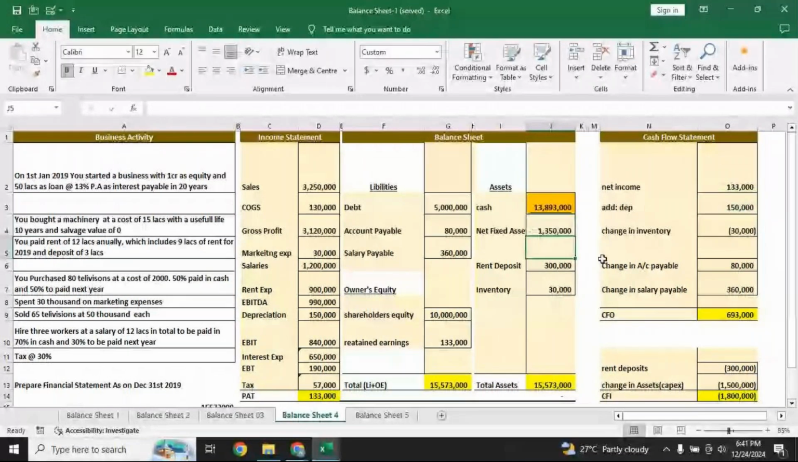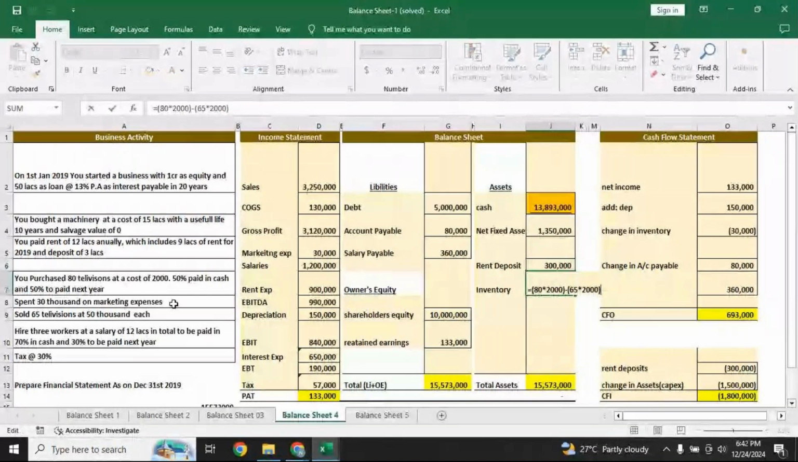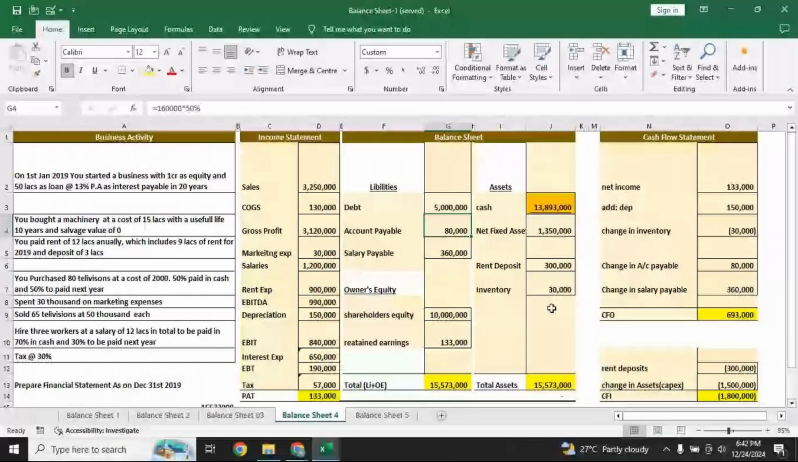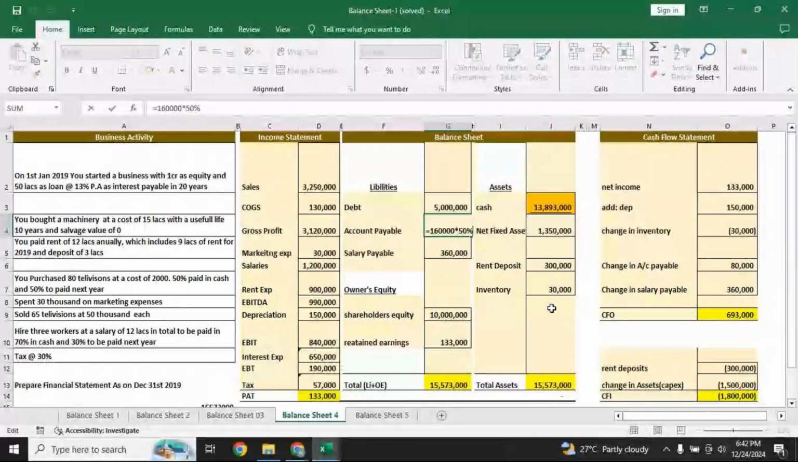Paid rent of rupees 12 lakh annually, which includes 9 lakh for rent and 3 lakh for deposit. So rent expenses is 9 lakh, rent deposit is 3 lakh. Then purchased 80 television at the cost of 2000. So inventory, it is purchased 80 television at the cost of 2000 and paid in cash. So there is no receivable, nothing, everything I have cleared. So 50% pay next year. So 50% I am paying it by cash and 50% I will be paying it later. So 1,60,000 rupees, 80 into 2000, 1,60,000 into 50%. So 50%, 80,000 is payable in this.